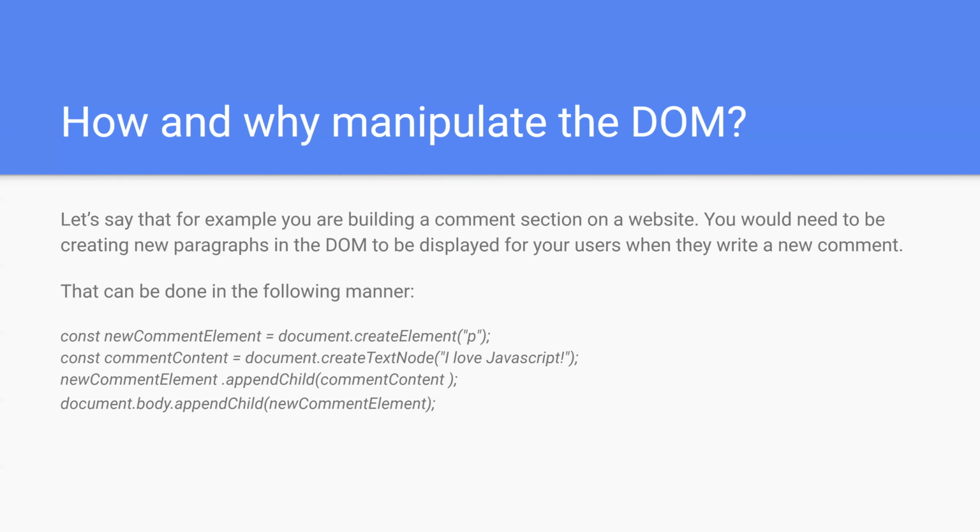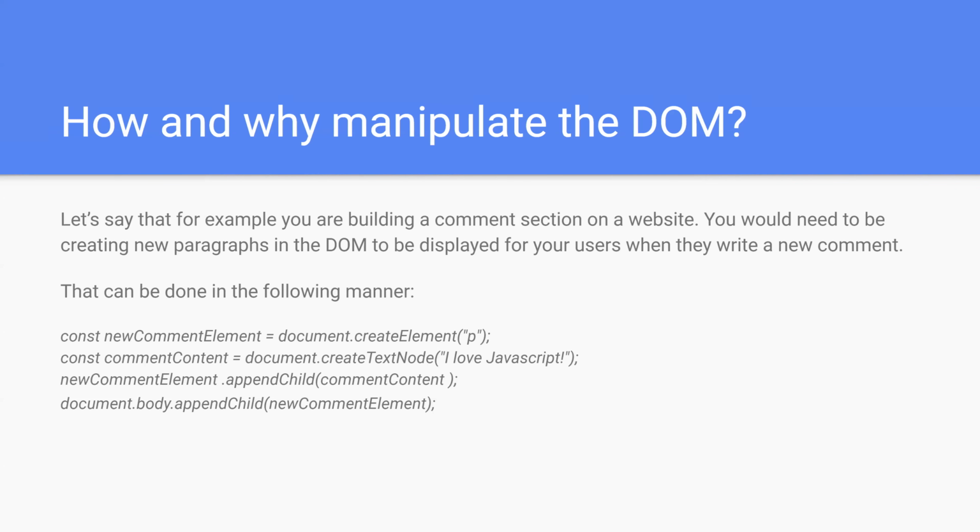And how we do this is through JavaScript with a few built-in functions that allow us to do just that. A good example of this, like we just discussed with the comment section, can be like this. We create a new element. Under the document interface, we have a function called create element that will allow us to create a new HTML element using its tag name. For example, here we're using P for paragraph.